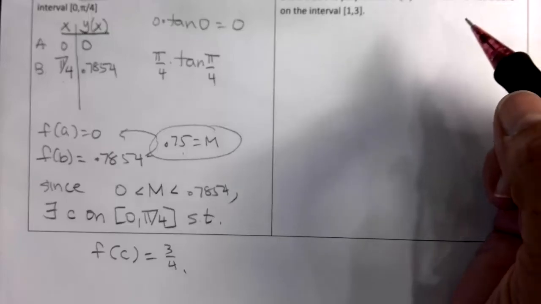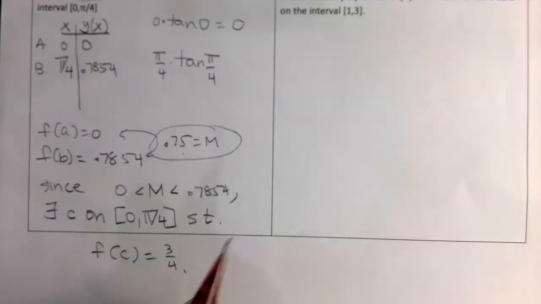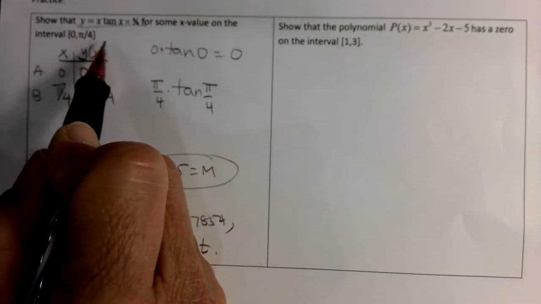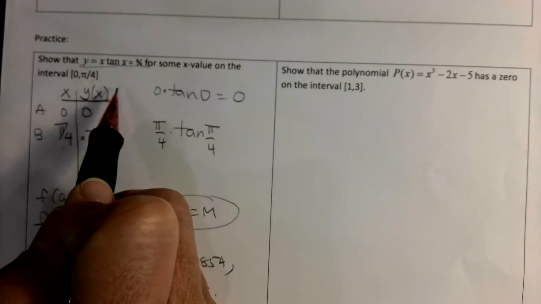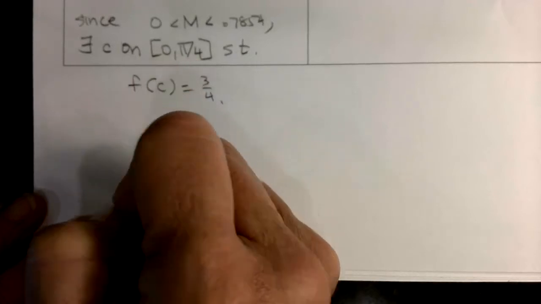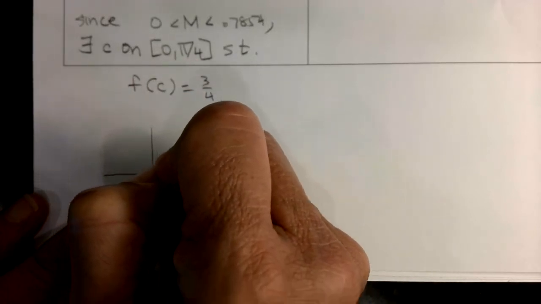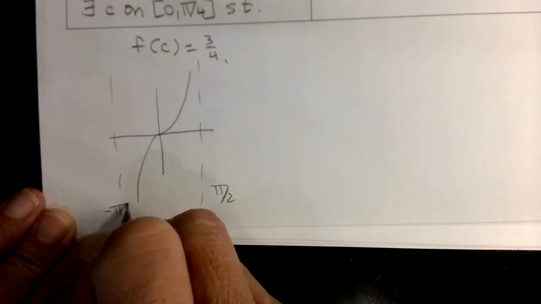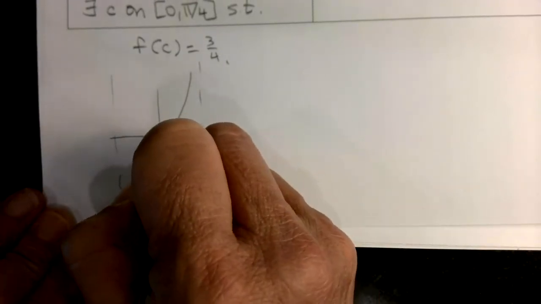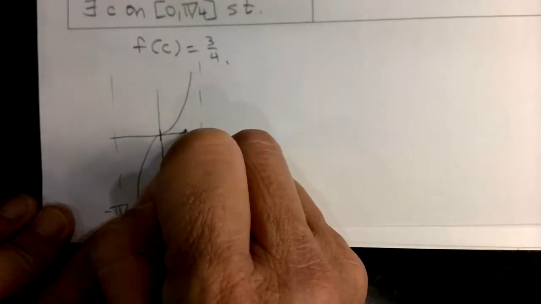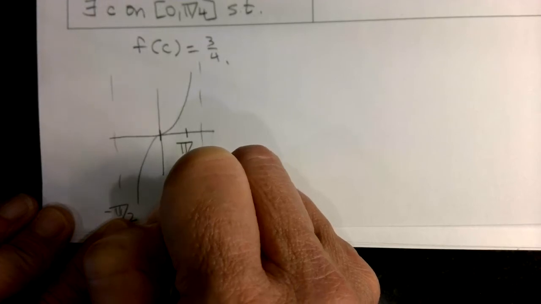So polynomials are definitely continuous. I guess I should have talked about how our x tan x is continuous on that interval. That was one of our caveats for the intermediate value theorem. So the graph of tan x, just in case you needed to remember, is this kind of shape, and it has its asymptotes at pi/2 and negative pi/2. Multiplying it by x, which is continuous over all real numbers, a product of two continuous functions is also continuous.